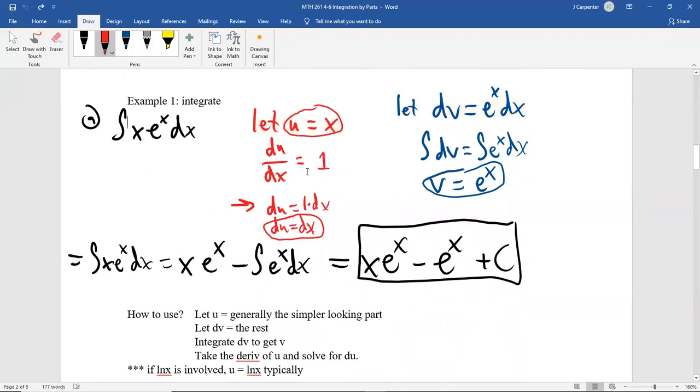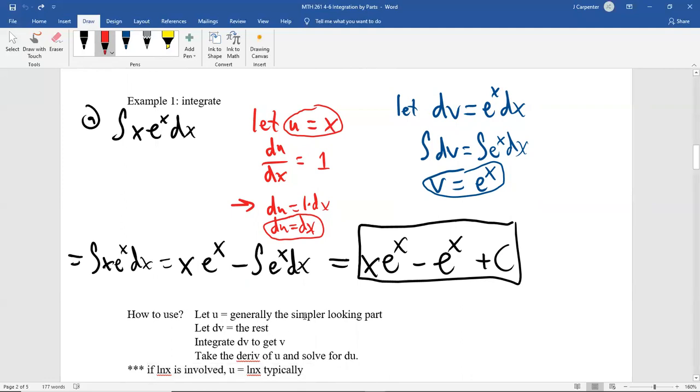Okay. So how did we use this once again? We let u be the simpler looking part, generally. dv is the rest. Integrate the dv to get v, take the derivative of u and solve it for du. Again, special memo, which we will see an example of, I promise. If a natural log is ever involved, you're generally going to let u be the natural log.